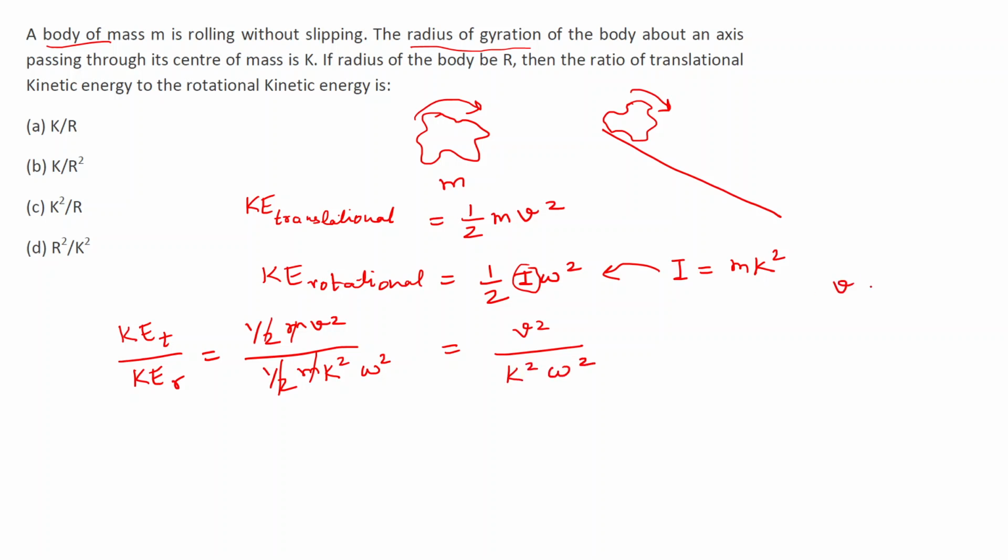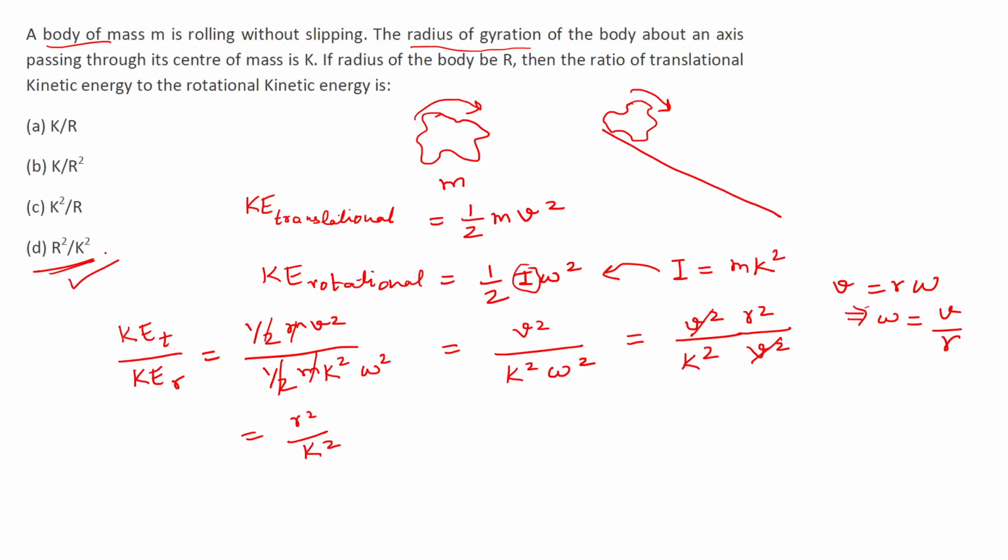Now since we know this is the relation between linear velocity and angular velocity, from this we'll get omega is v by r. Substituting this again here, the numerator will remain as it is, radius of gyration, and omega is v by r. That means dividing by v by r means r square by v square. So again this will be cancelled and we will be left with r square by k square. So our answer will be D. This is the correct answer.